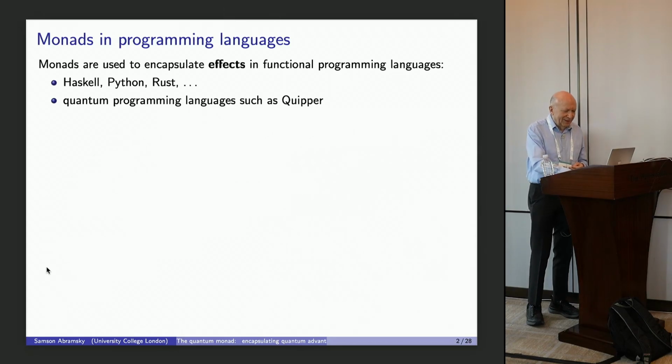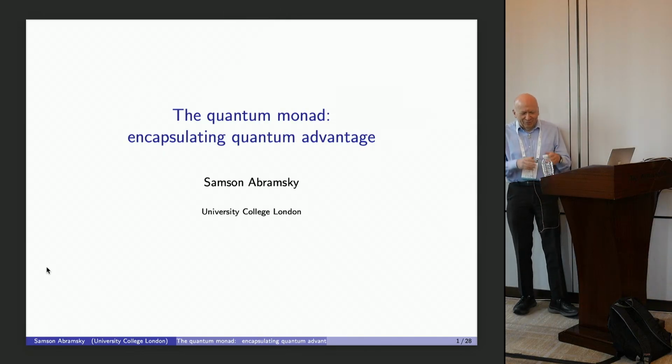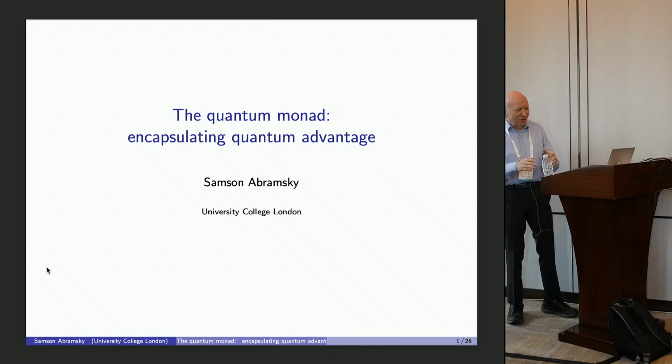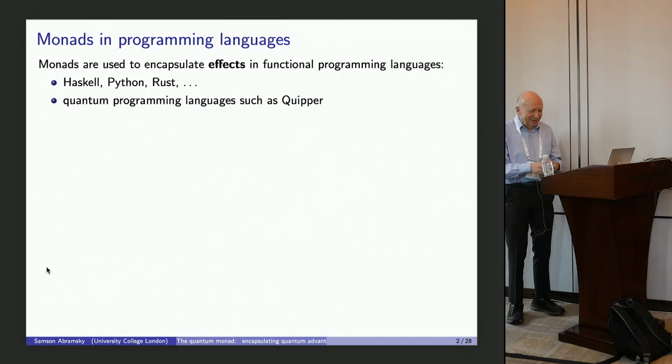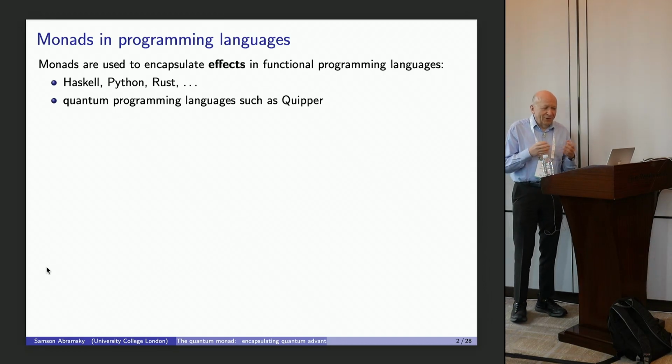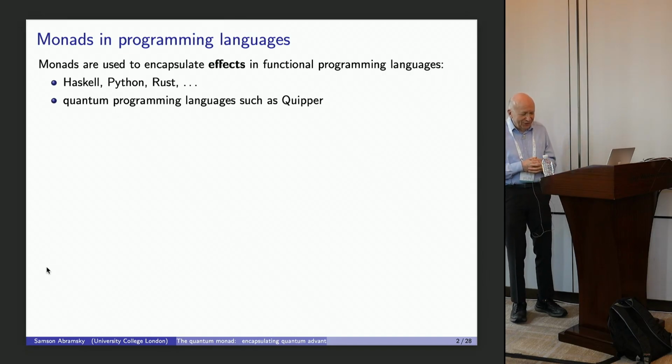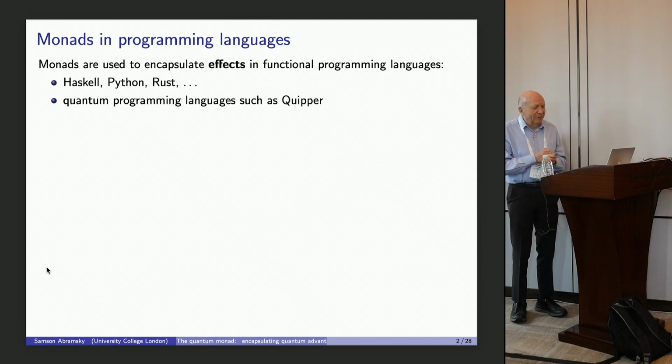But the other significant word apart from quantum in the title is monad. So just a word on that. That is something that should be familiar to programming language researchers. It's worth pausing for a moment to remember that monads are actually a fundamental mathematical structure arising in category theory, universal algebra, topology, and so on, which has turned out to be a very fundamental concept for programming languages.